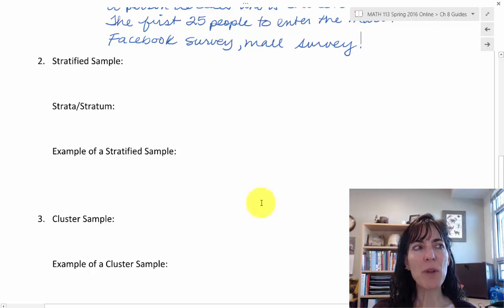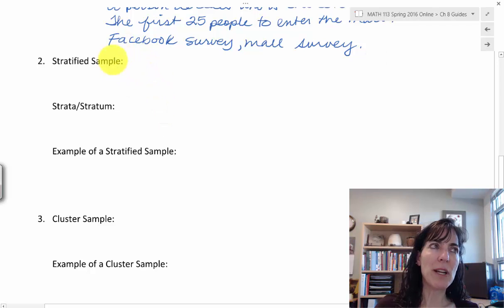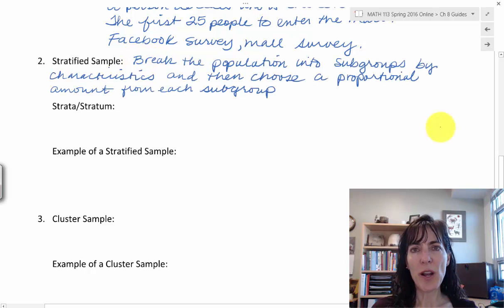The next type of sampling that we have that is also a very good type of sampling, in fact this one can sometimes be better than the random sampling, is called stratified sample or stratified random sample. And what we do is break a stratified sample involves breaking your population into groups based on characteristics.